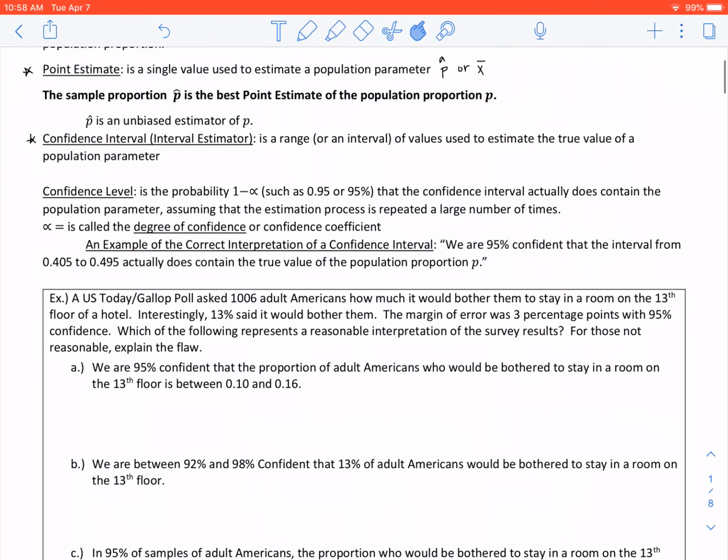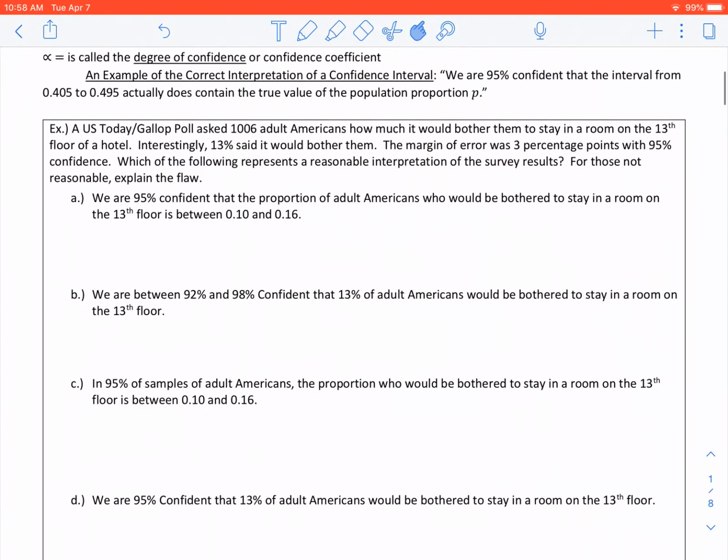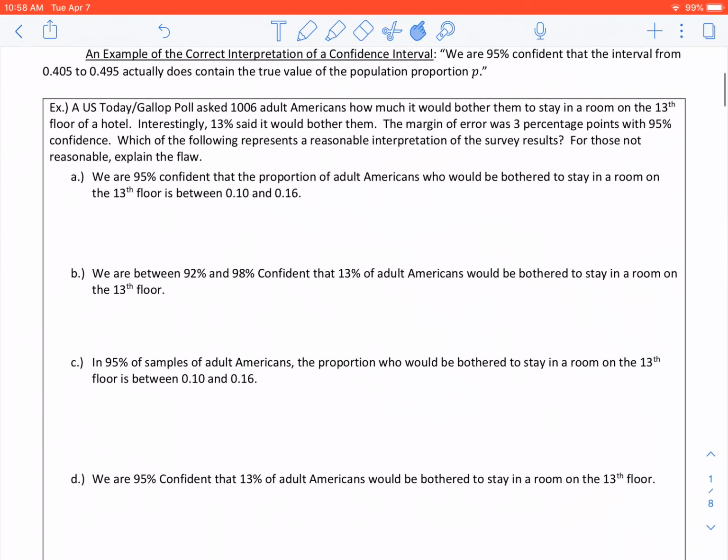we are 95% confident that the interval from 0.405 to 0.495 actually does contain the true value of the population proportion p. So we don't know what that proportion p is, but we know that we're 95% confident that it's between 0.405 and 0.495. So there's an example below.